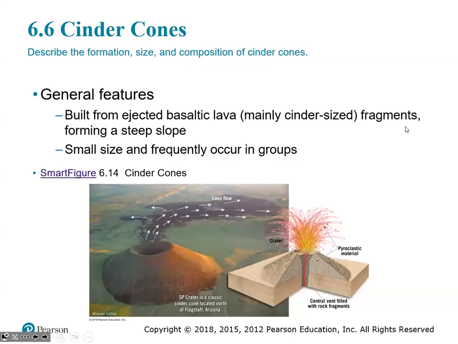So, another type of volcano are cinder cones. These are built from ejected basaltic lava, mainly cinder-sized fragments. So because these are all built of the little tephra fragments, they pile up quite steep, but they're relatively small, and they frequently occur in groups. So SP Crater is a cinder cone located near North Flagstaff, Arizona, and these can form quite quickly. There was one that formed in a field in Mexico, just all of a sudden eruption, building of a volcano.